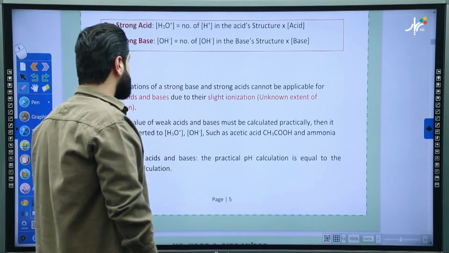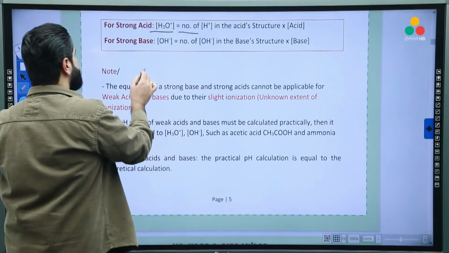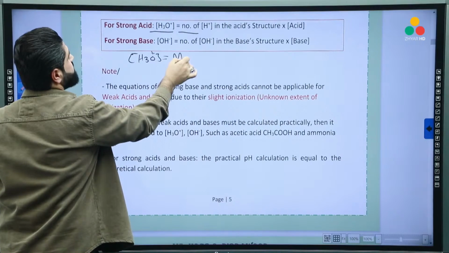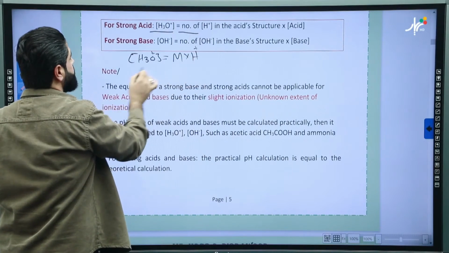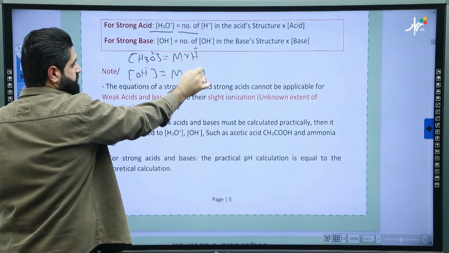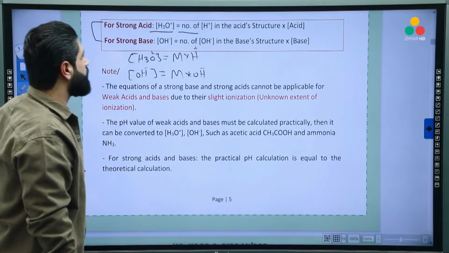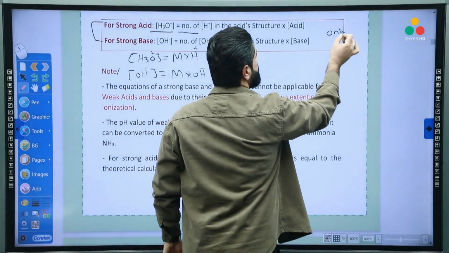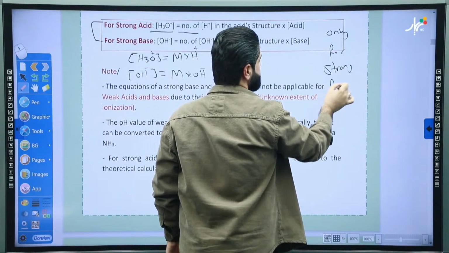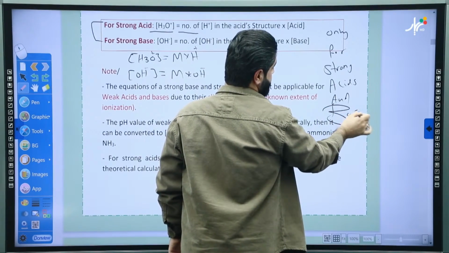Good. H3O equals the number of H. Well, I can simplify the equation like this. H3O equals molarity times the number of H in the acid's formula. OH equals molarity times the number of OH in the base formula. Well, these equations are applicable only for strong acids and bases.